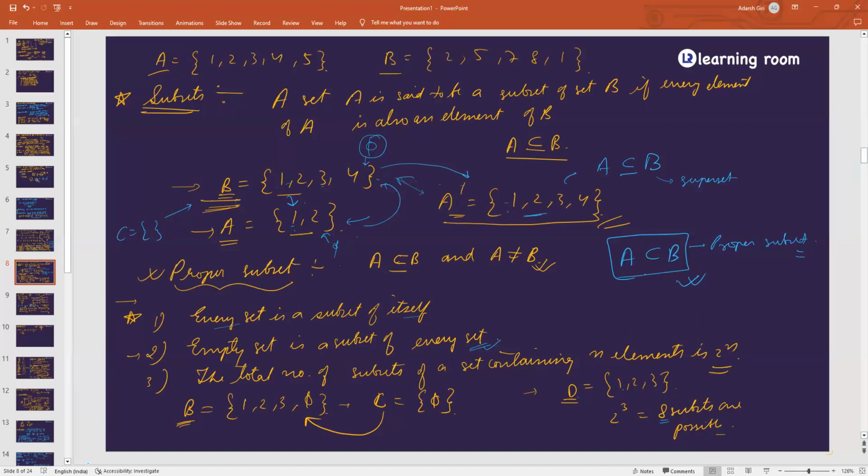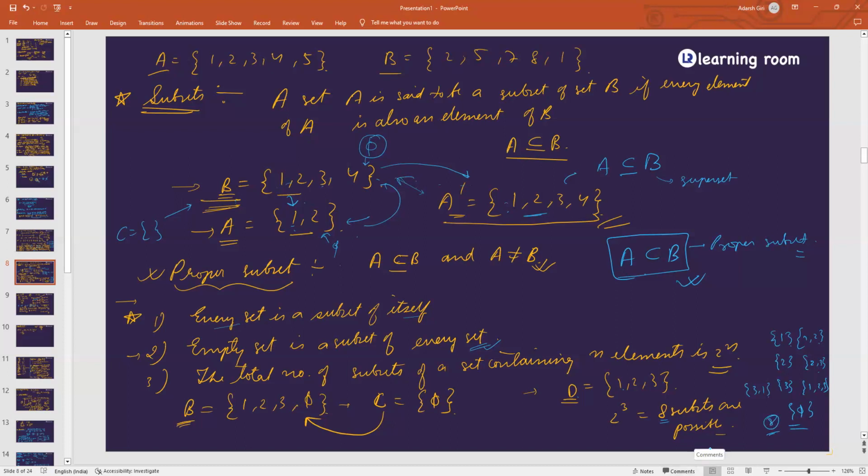What are they? You can just make a set of 1. You can just make a set of 2. You can just make a set of 3. Then you can make combinations 1 and 2, then 2 and 3, then all of them together, 1, 2, and 3. So how many sets have you made? There's something missing: 3 and 1 is missing. Now 8 of them are there.